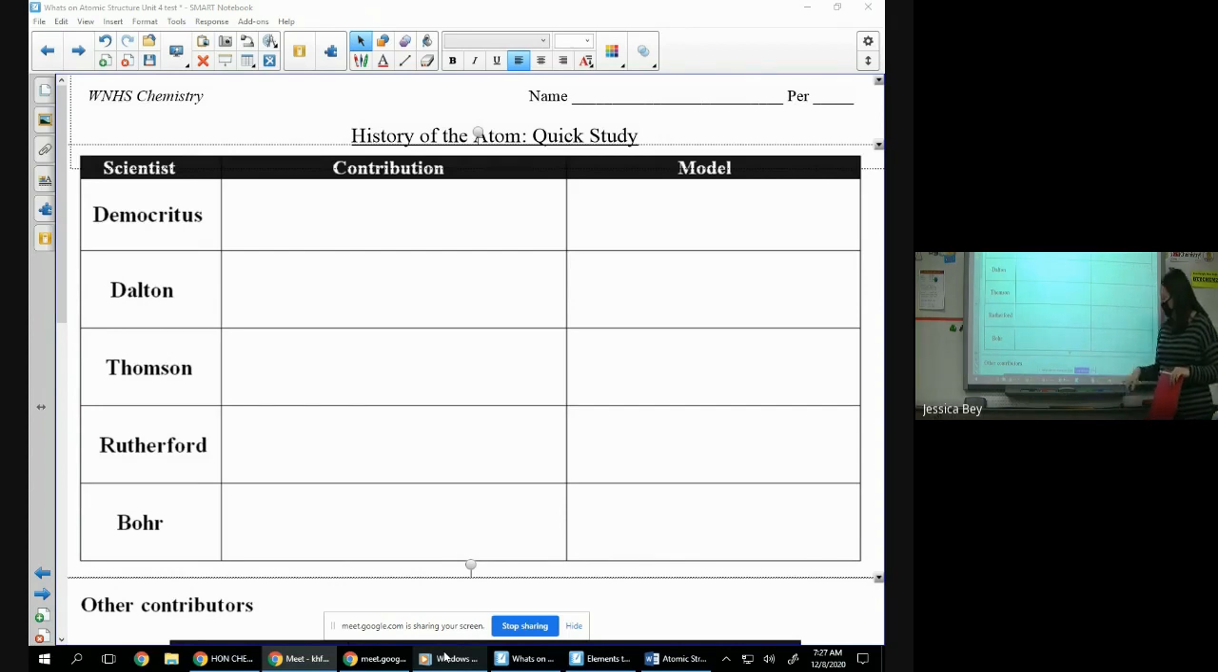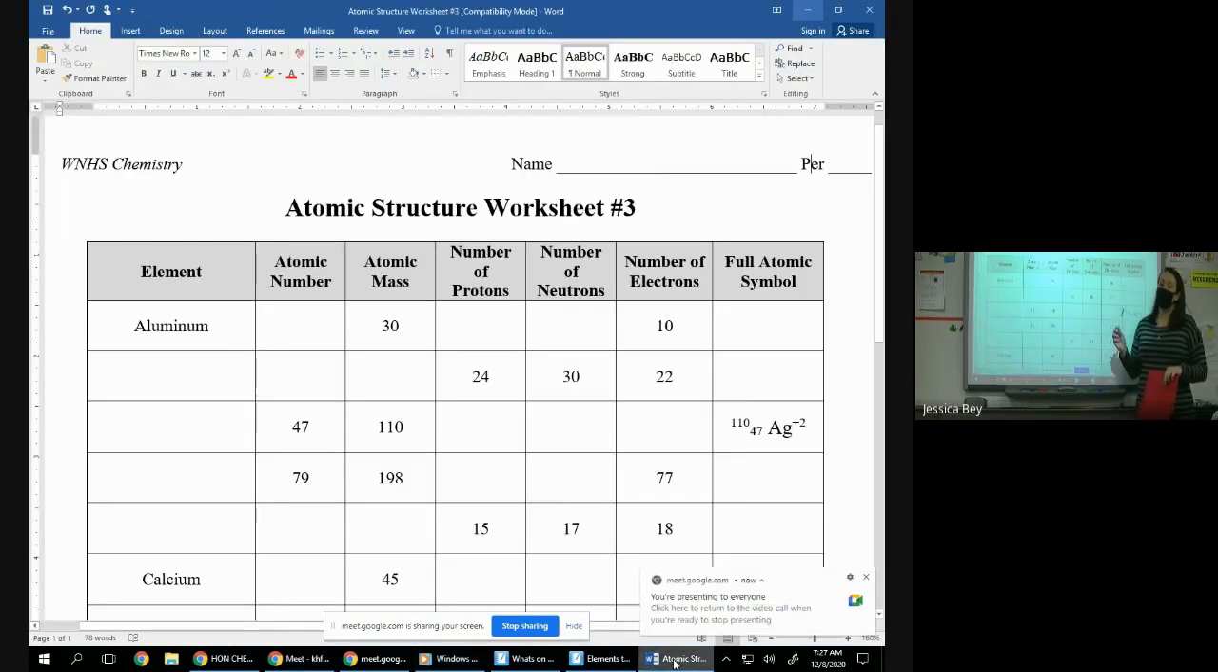Another thing you guys can work on today is in your packet, there's atomic structure worksheet number 3. You will see another chart like this on the test on Friday, so it never hurts to do some of this. And I'll put this key in the folder. Actually, I don't think I have it there yet, but I'll do that just as soon as we quit talking like this.